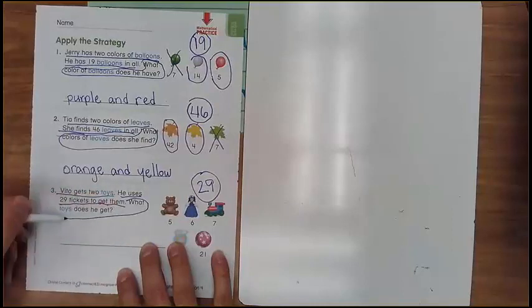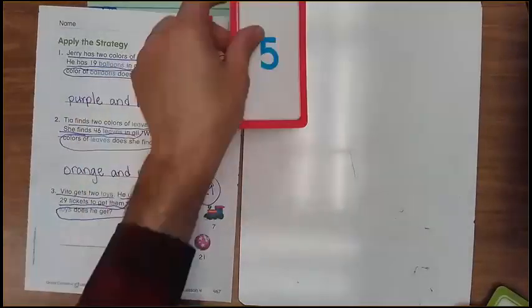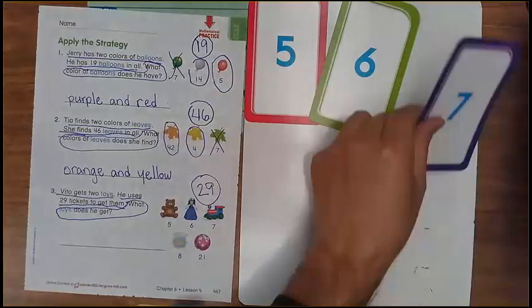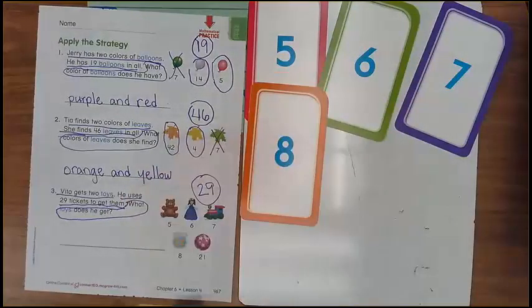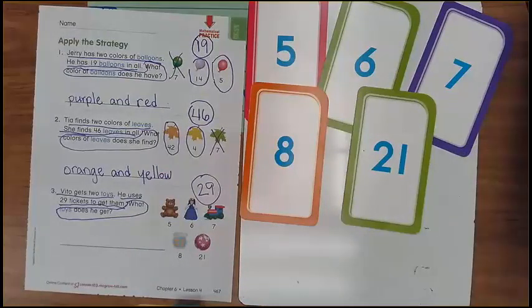What toys does he get? Oh my goodness. Look at all the different ones. There's 5 teddy bears, and there's 6 dolls, 7 trains, 8 goldfish, 21 balls. So, okay, all of these toys, but he only got 2 different types, right? And they have to make up 29. So, what can we do?